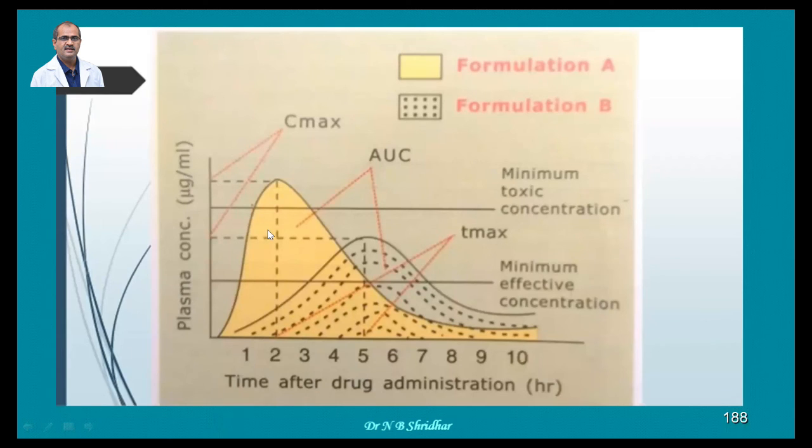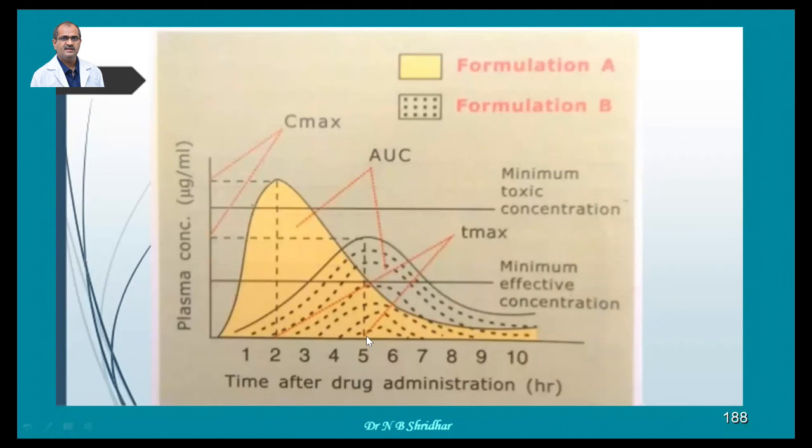Then here you can see that this is the Cmax of the drug A. This is the Cmax of the formulation A, whereas the dotted one, the second, this is the Cmax. Here you can see the dotted lines. This is the Cmax, meaning the highest quantity of the administered drug available in the plasma, and the Cmax is attained at 2 hours in case of drug A, whereas it is 5 hours in case of drug B. Hope you can understand this very easily.